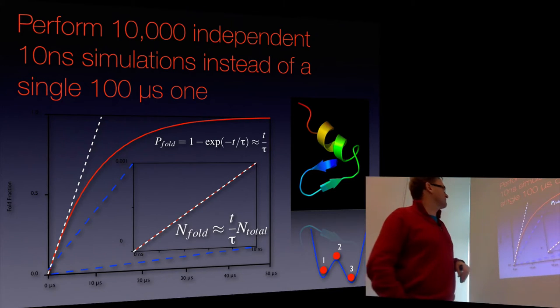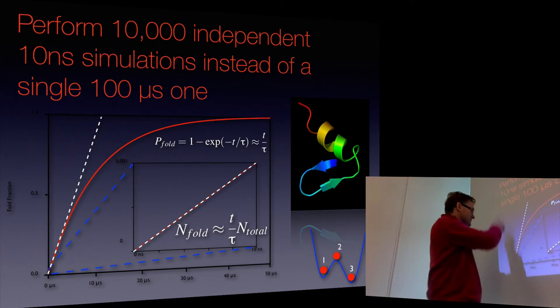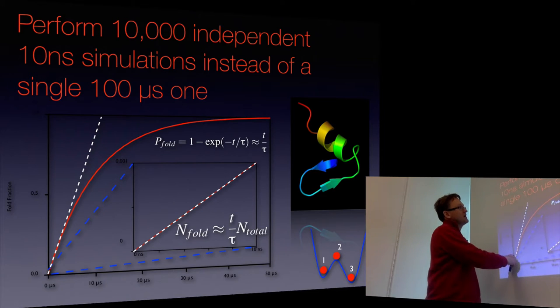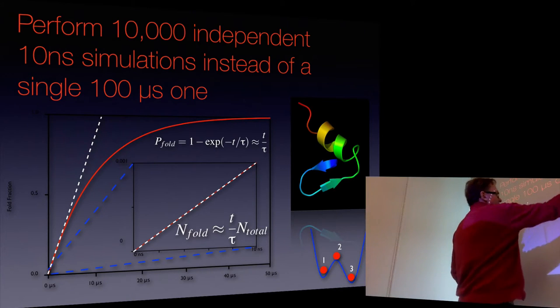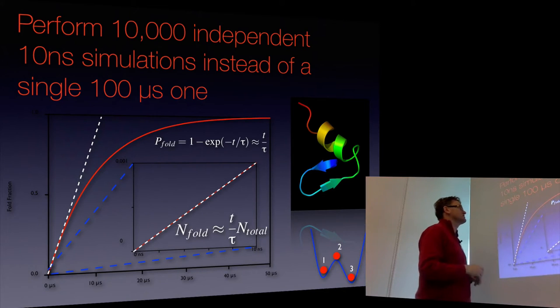In particular, complicated diagram here. Forget about it. Let's just look at this diagram. I should have put this in a white background instead. The red line here is 1 minus an exponential as a function of time. And here this goes out to 50 microseconds.